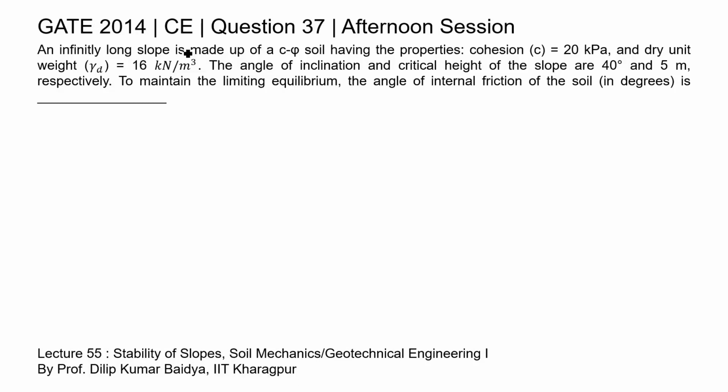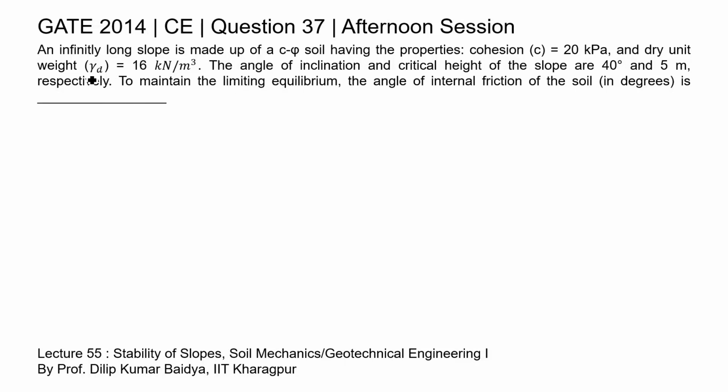This is question 37 of Civil Engineering paper GATE 2014 afternoon session. An infinitely long slope is made up of a c-phi soil having the properties cohesion equal to 20 kilopascal and dry unit weight equal to 16 kilonewton per meter cube. The angle of inclination and critical height of the slope are 40 degree and 5 meter respectively. To maintain the limiting equilibrium, the angle of internal friction of the soil is.